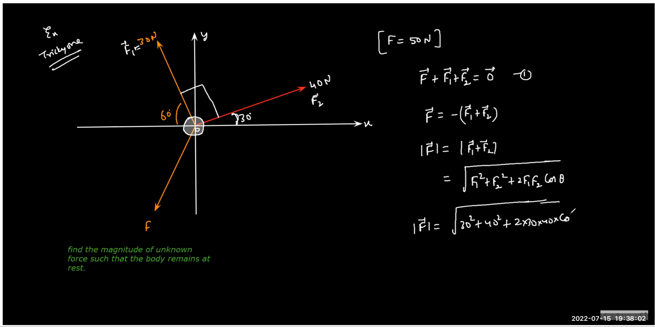What is cos 90, guys? 0. This term is 0. So eventually this is 30 square plus 40 square. How much? 50 square, right? Yes.